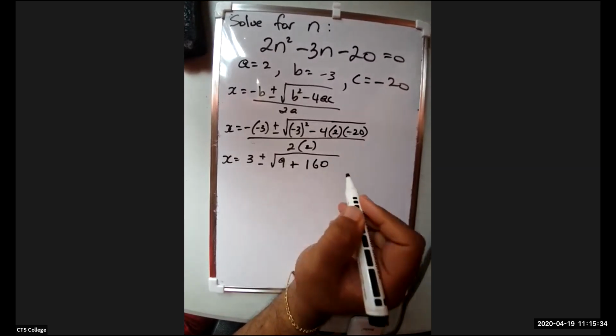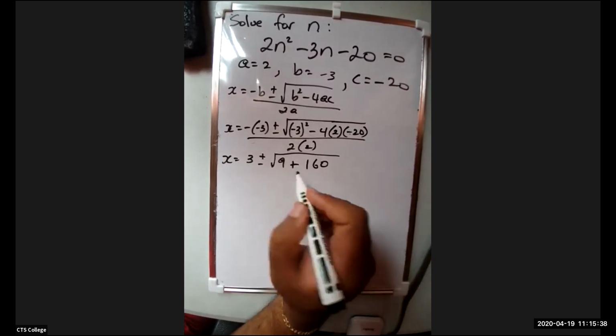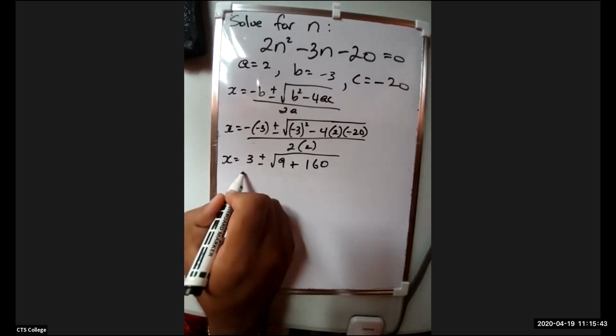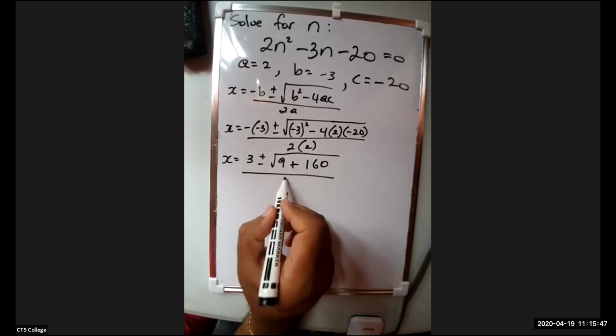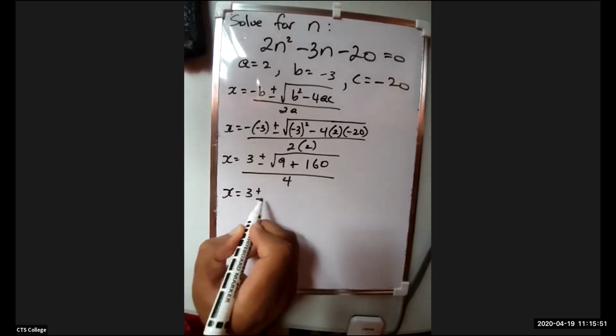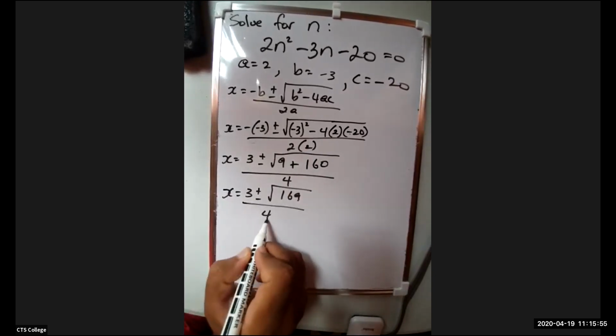169. 169? No, 160. I mean 160. Oh, yeah. Oh, now I see what you did, Cheyenne. Sorry. You add everything one time. So 2 by 2 is 4. So x is equal to 3 plus or minus the square root of 169 all over 4.